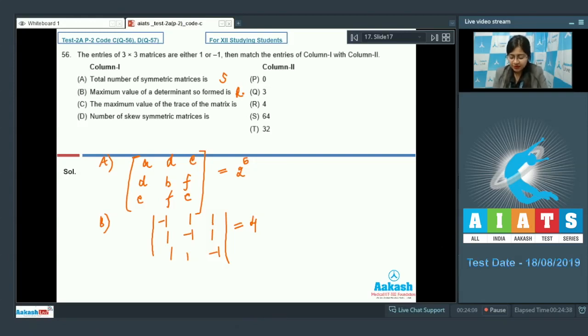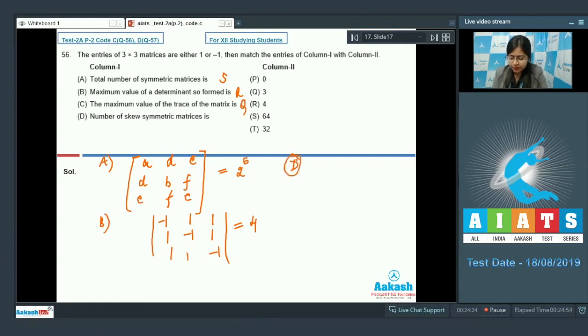C says the maximum value of the trace of the matrix. Trace means the sum of diagonal elements. The maximum value will be obtained when on the diagonal we have ones. So the maximum value will be 3, that is option Q, the correct choice.